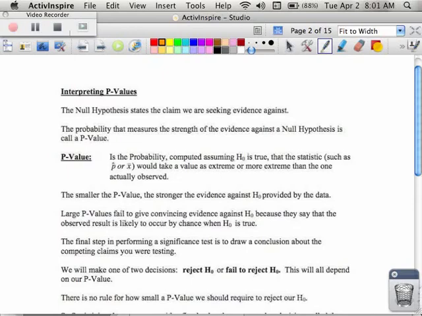Okay, so on this page, it's mostly just reading. Here we talk about how you interpret p-values when you actually get them. In the part where we do the math, we're going to calculate some stuff.